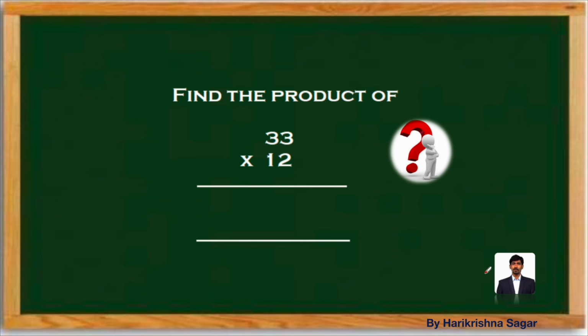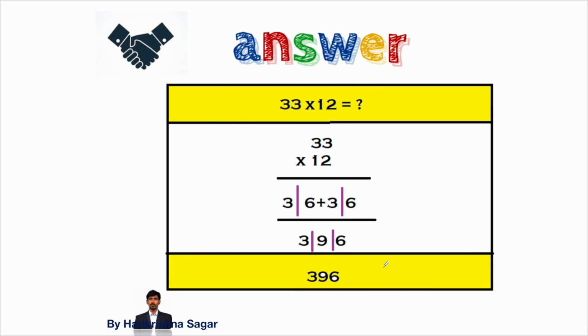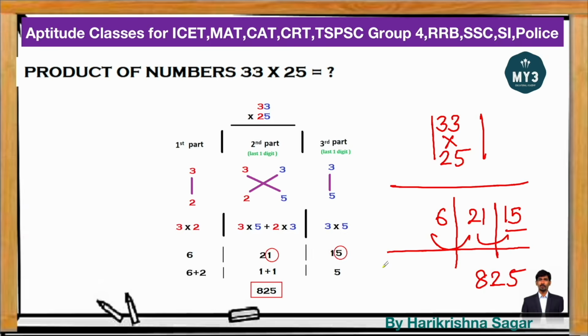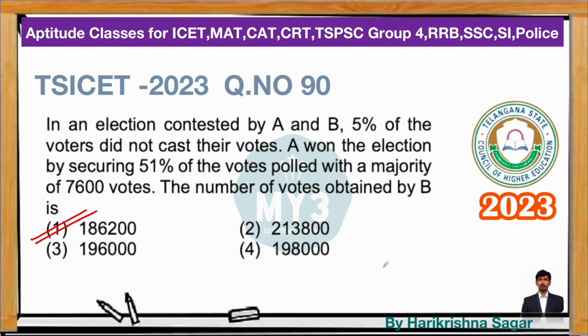Let's check another one. What is 33 into 12? Solve it and tell me the answer. 3 into 2 is 6. 6 plus 3 is 9. 3 into 1 is 3. And there is no carry. Directly you can mark the answer 396. Like that we can find the product of the numbers. Hope you understand. Using this you can easily solve the question given here.